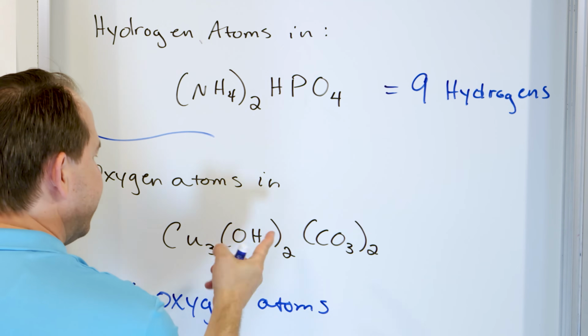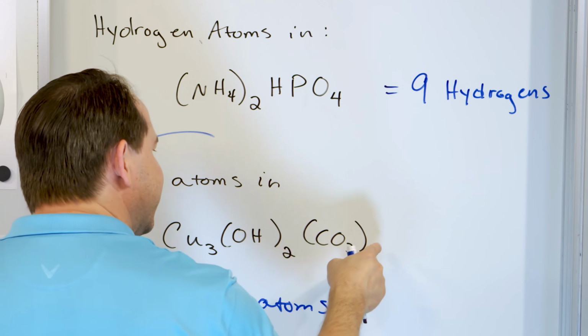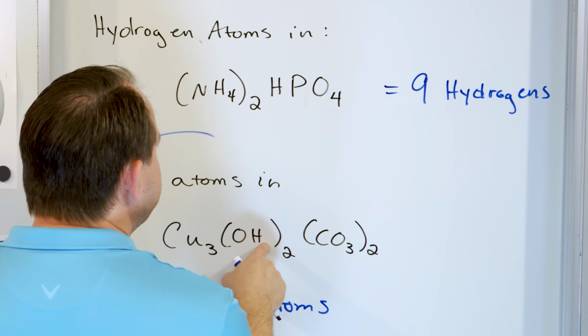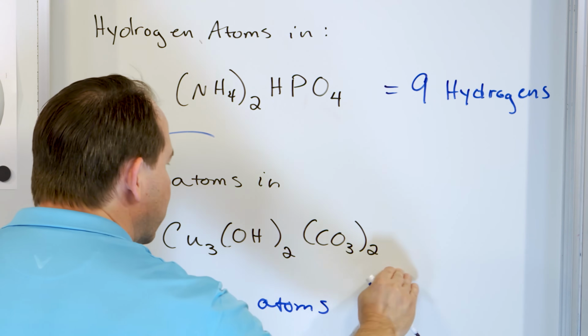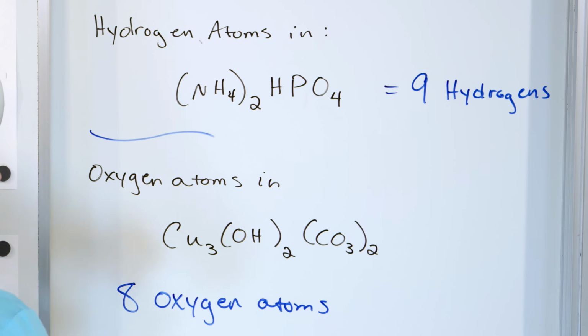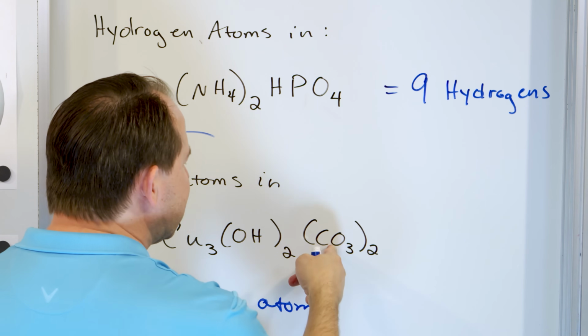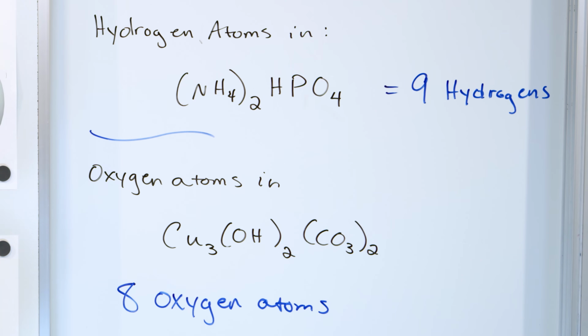How many oxygens? We just said 1 times 2 is 2, and then 3 times 2 is 6, so 6 plus 2 is 8 oxygens. How many hydrogens? Well, there's an implied 1 here. 1 times 2 is 2, so there's 2 hydrogen atoms. There's nothing anywhere else. How many carbons? Well, there's none here, none here. There's carbon here, an implied 1. 1 times 2 is 2, so there's 2 carbons, and then we've counted everything.